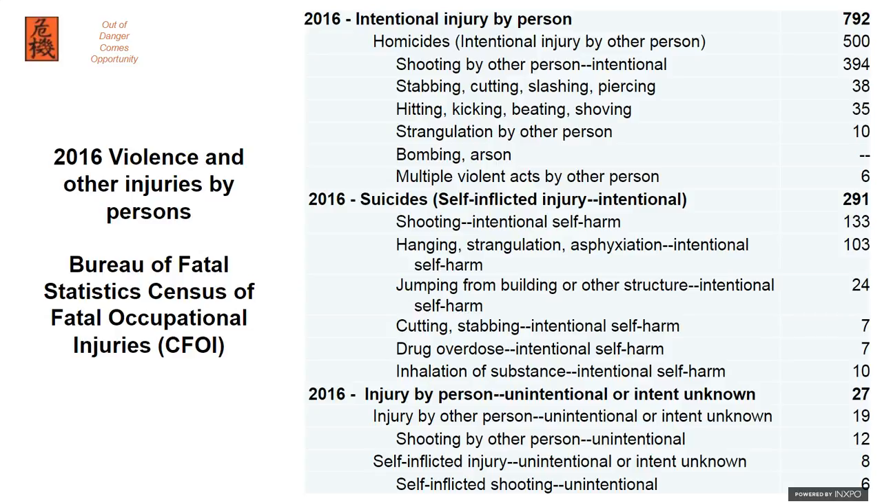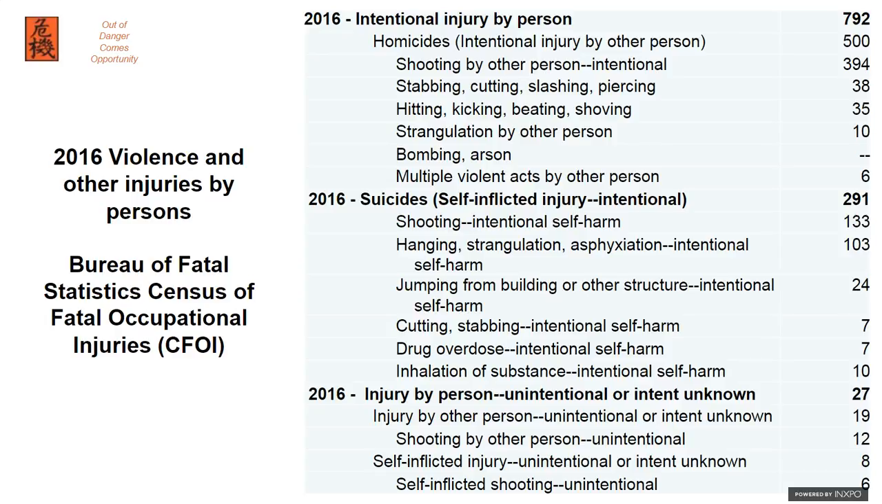But there's also lots of other statistics that I would ask you to think about. So there's actually, believe it or not, a Bureau of Fatal Statistics, and they produce every year a census of fatal occupational injuries. And you can Google this. I'm not making this up. Can you imagine having that on your business card? And this is what the statistics are for actual violent deaths at work in 2016.